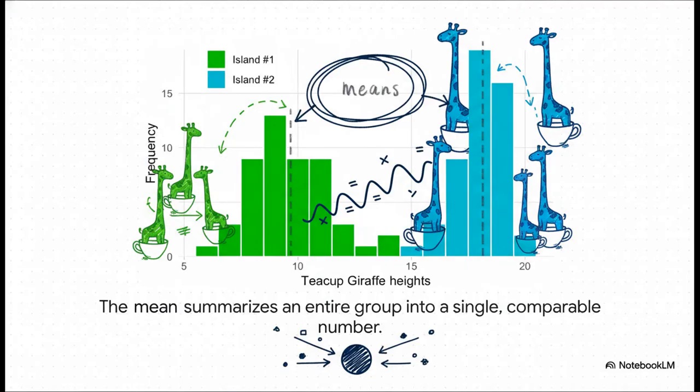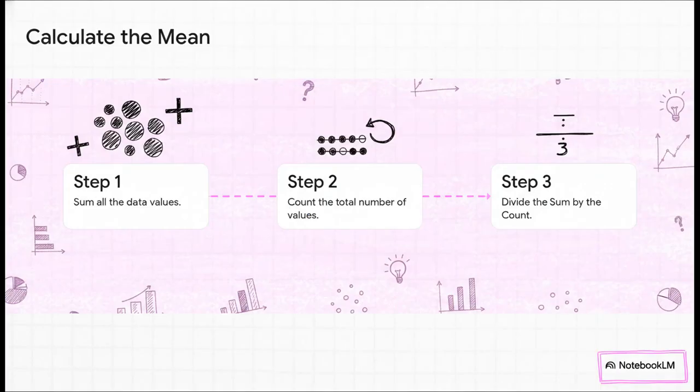And this is why the mean is so powerful. I mean, imagine trying to compare the height of every single one of these teacup giraffes one by one. It'd be a nightmare. Instead, we can just compare their average heights. The mean gives us one clean, simple number to represent the entire group, which makes comparing things a breeze. And figuring it out is incredibly easy. You just follow this simple 3-step recipe.